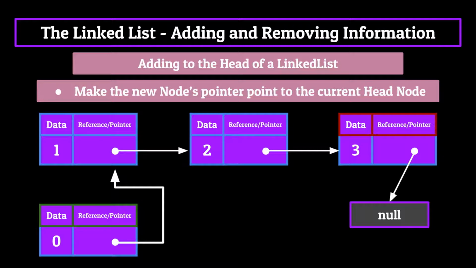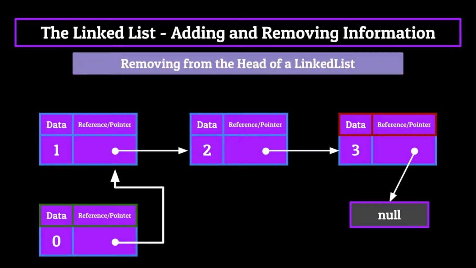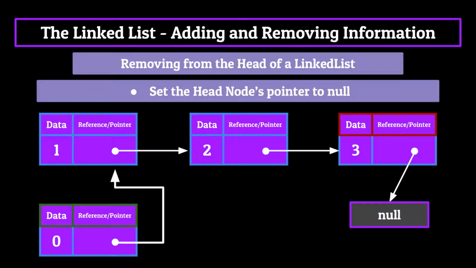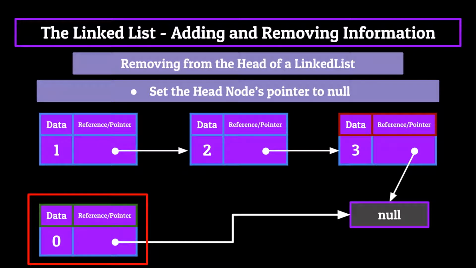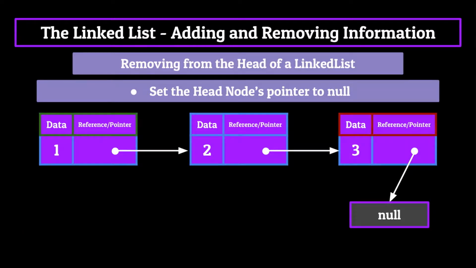Extremely simple, and the best part is that it works in reverse as well. To remove a node from the head of a linked list, all we have to do is set the head node's pointer to null. If we do this on our example linked list, you'll see that because the 0 node no longer points to the 1 node, and no node points to its location, it has been cut off from the rest of the nodes and exiled from the linked list. The old head node regains its position, and it's as if the integer 0 node never even existed.